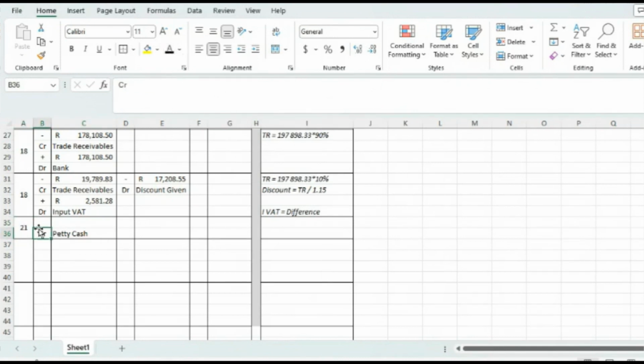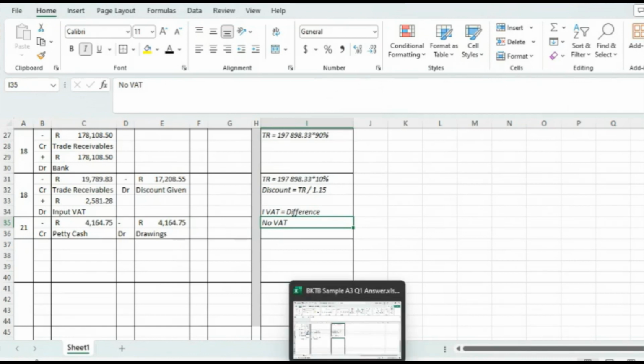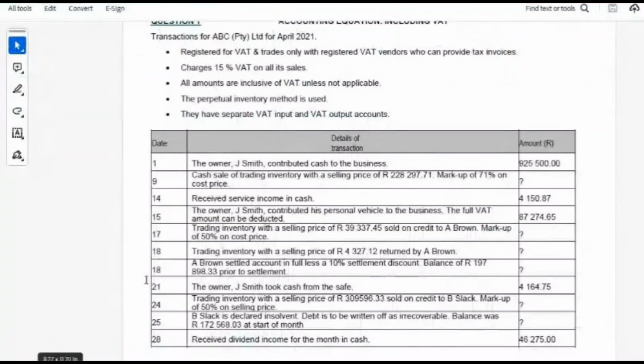Petty cash is now decreasing with the amount that he is taking. And of course, on this side, we know that it is a drawing and it will be the same amount. And I should have said here to you, no VAT applicable. Yes, I did. Okay. Next one is what's happening on the 22nd. Let's go and have a look at that. Not the 22nd, I lie, the 24th.